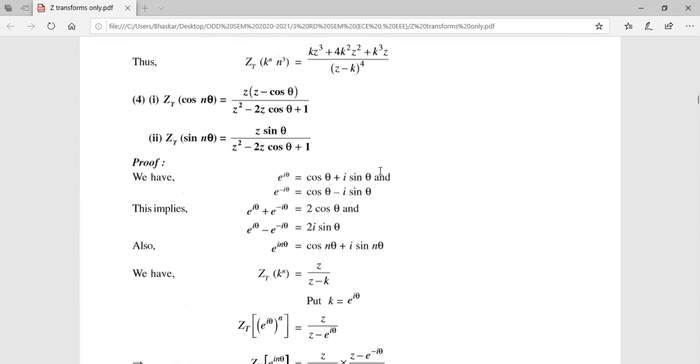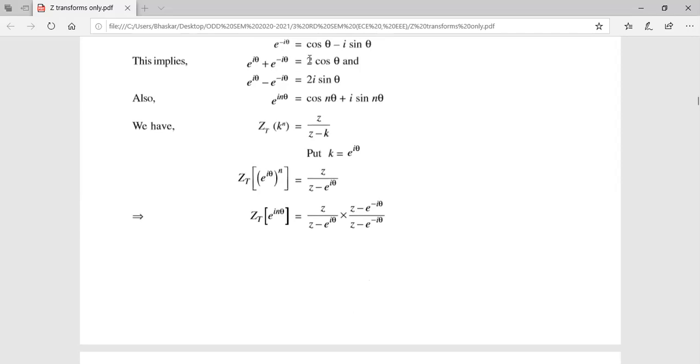How can you find out the Z transform for the functions? Very easy concept. The Z transform of cos n theta. How can you find it? We know the exponential form of a complex number: e power i theta becomes cos theta plus i sin theta, and e power minus i theta becomes cos theta minus i sin theta. Adding, we get 2 cos theta; subtracting, we get 2i sin theta.